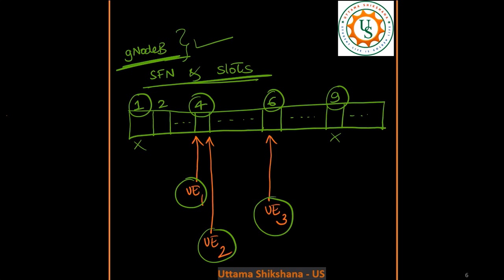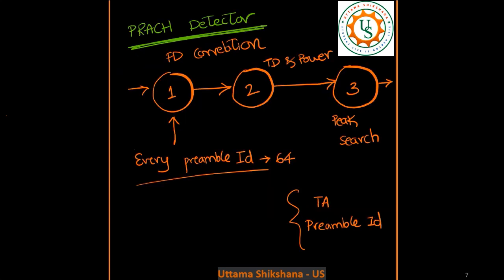Whenever it performs a detection, it will first do frequency domain correlation. So the incoming IQ will be correlated with the frequency domain sequence, and then it will be given to time domain conversion and power calculation, and then finally a peak search algorithm will be running to provide whether the preamble ID is detected or not, and if detected, what is the timing advance corresponding to that preamble ID. So this process has to happen for every preamble ID. gNB will try out all the preamble IDs, and it will see across which preamble ID there will be a good peak, or a good correlation.